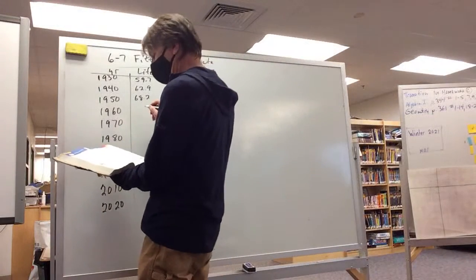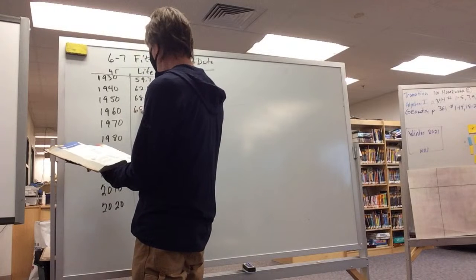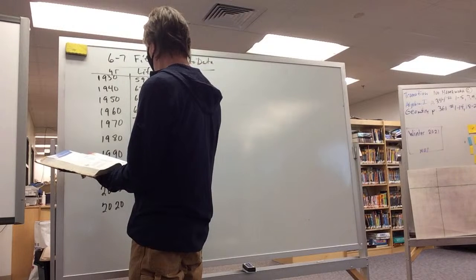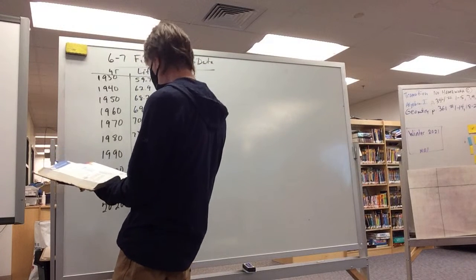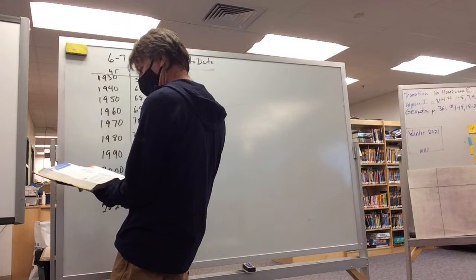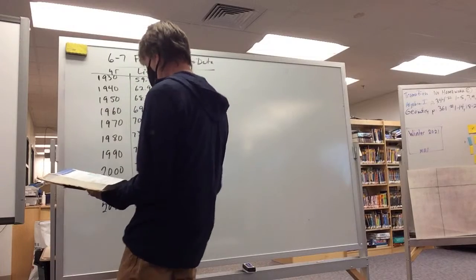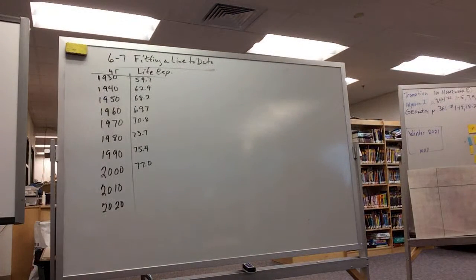Then we've got 1960, that's the year I was born. 69.7. 70.8, look, it keeps going up, right? What do you think it is today? 85? Give me another guess, somebody. What do you think life expectancy is in the US today? 78.